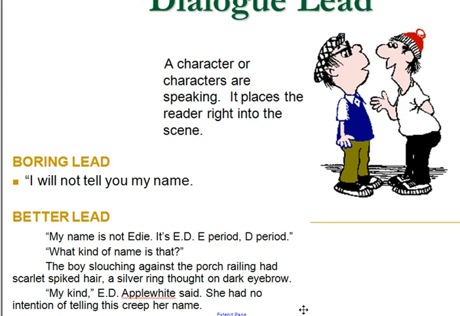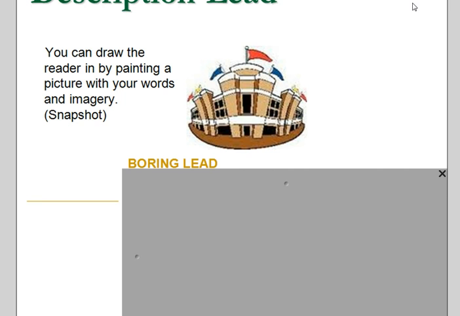My name is not Eddie. It's E.D. E.D. What kind of name is that? The boy slouching against the porch railing had scarlet spiked hair, a silver ring through a dark eyebrow. My kind, E.D. Applewhite said. She had no intention of telling this creep her name. Makes me want to keep reading.